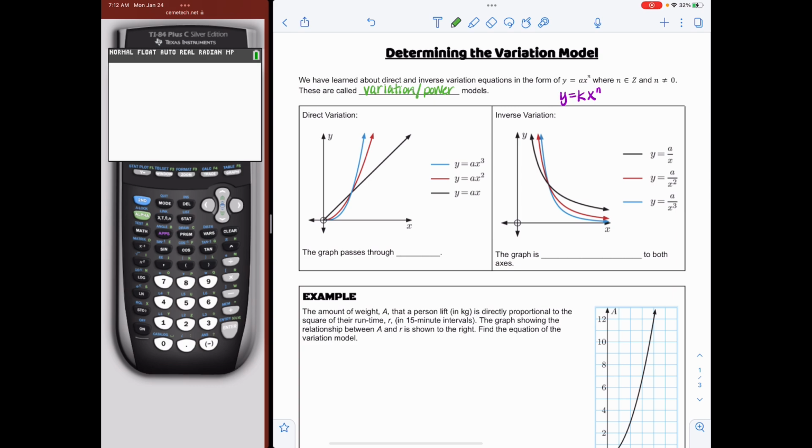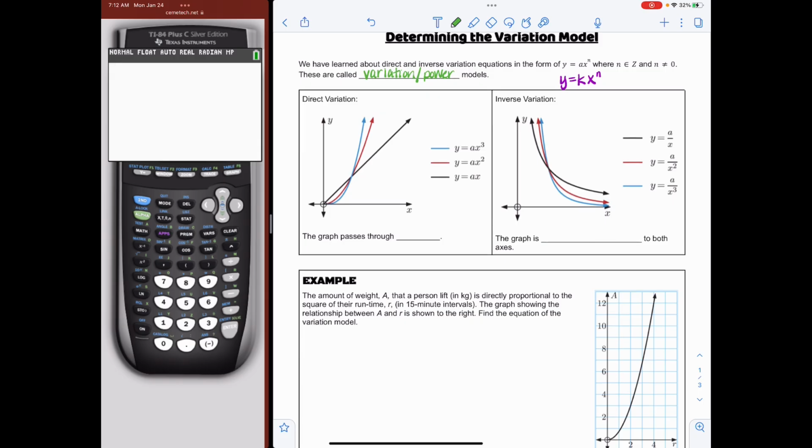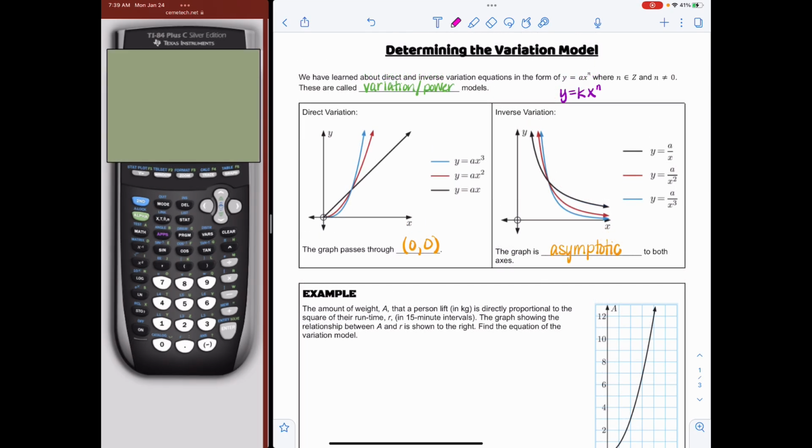So if we look at the graphs here, we have direct variation. Anytime we have direct variation, the graph is going to pass through the origin, or 0, 0. Anytime we have inverse variation, the graph is going to be what we call asymptotic to both of the axes, meaning that it's going to get very, very close, but it is not going to touch. Okay? Before we get into the example, I want to reiterate something.